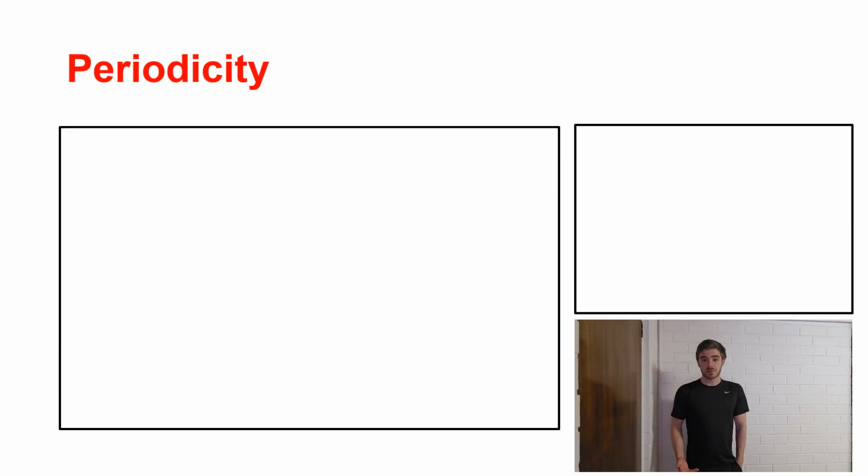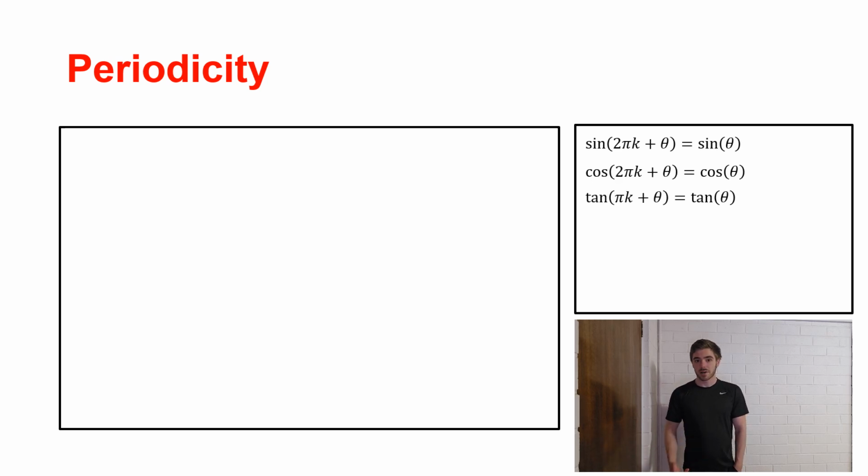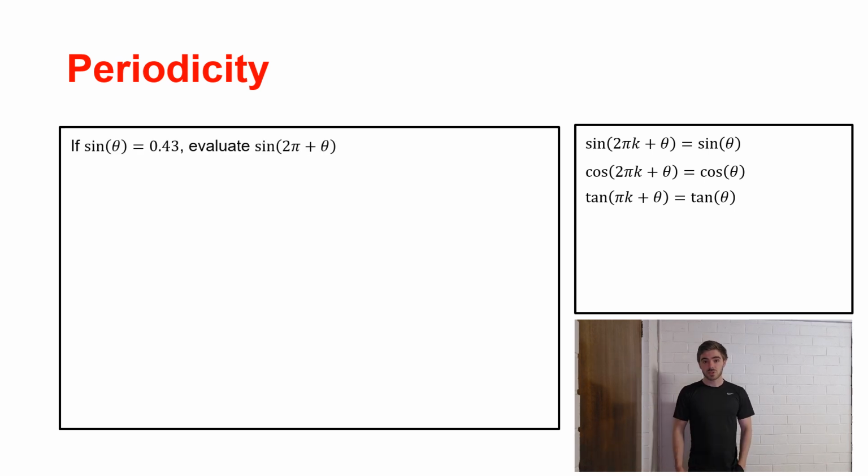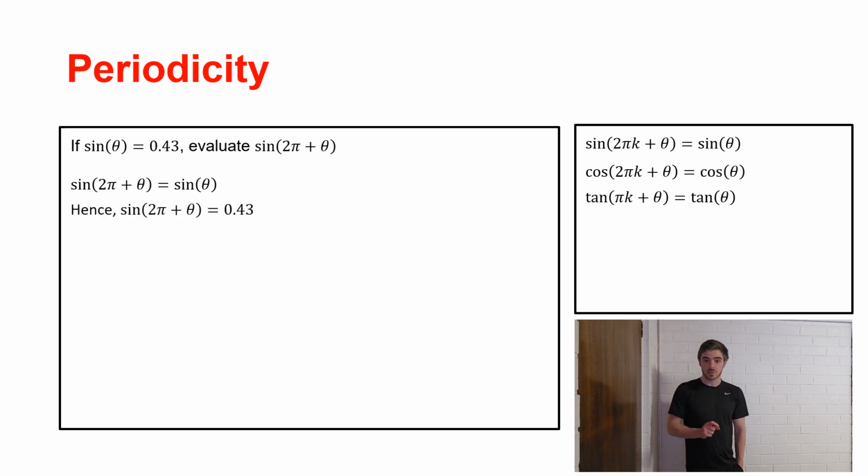The most obvious one that we come across is this idea of periodicity. Sine, cos, and tan are all periodic functions, where sine and cos are periodic about 2 pi, and tan is periodic about pi. This quirk can be used for calculating circular functions that have a fixed angle in addition to their variable angle. For example, we're told that sine theta is equal to 0.43, and we're told to figure out what sine of 2 pi plus theta must therefore be. Using periodicity, we can say that 2 pi plus theta is the same thing as just theta. Hence, we can say that sine of 2 pi plus theta must therefore also be 0.43.